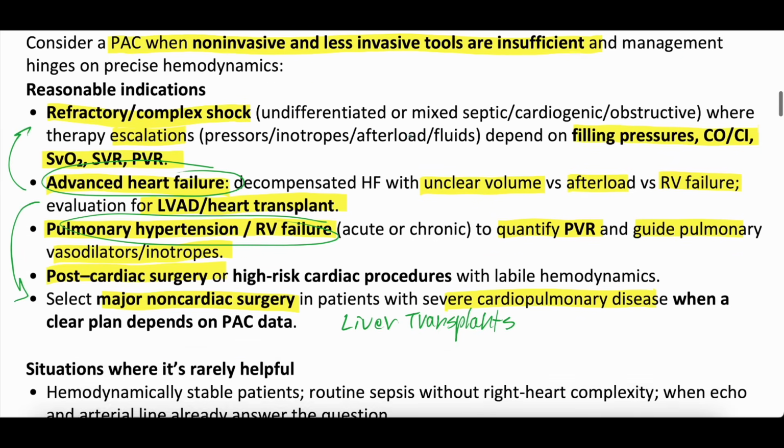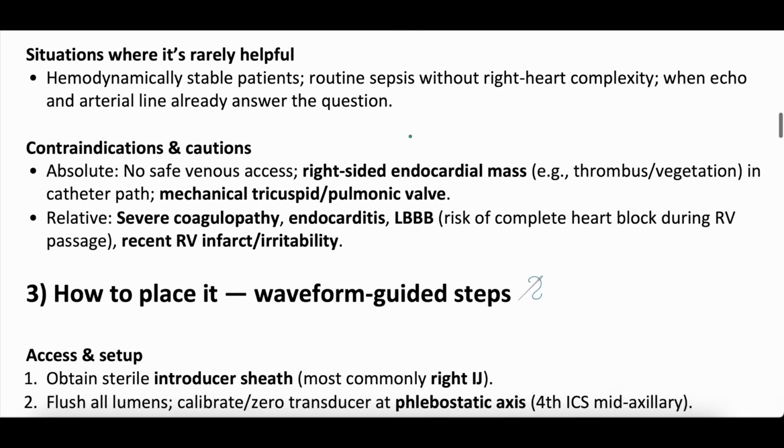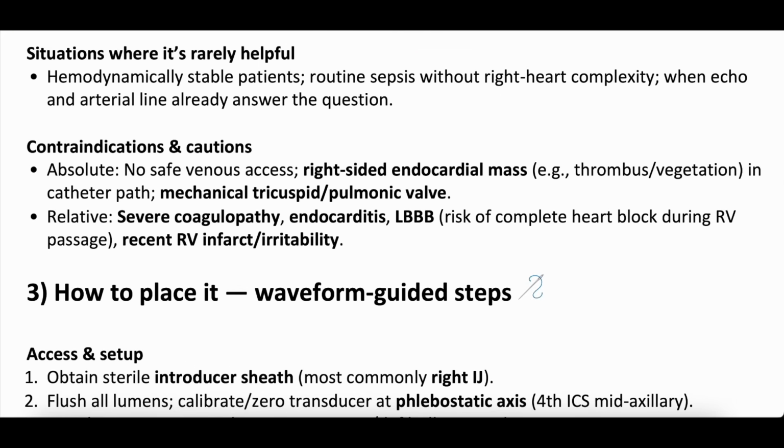All right, so situations where it's rarely helpful, you know, if you have a patient who's doing okay, they're hemodynamically stable, or they have classic sepsis without any kind of complex cardiac problems, or you're able to get good echo windows, or you have other ways to monitor the patient that are effective, you know, those patients probably don't need a pulmonary artery catheter. There are some complications that can happen, which we'll talk more about.